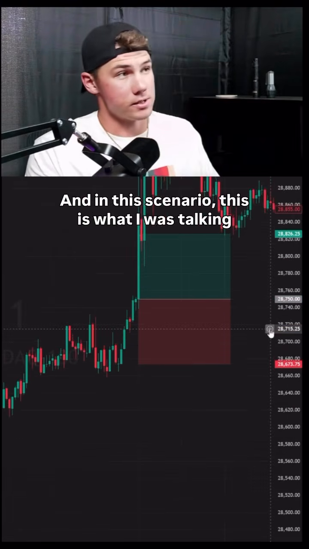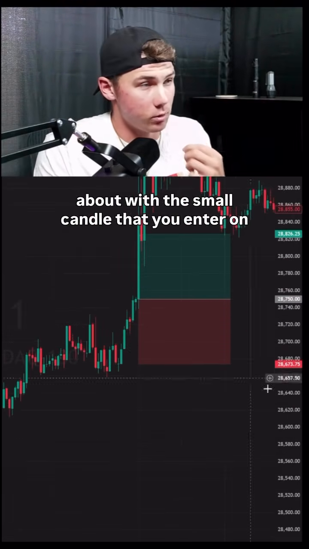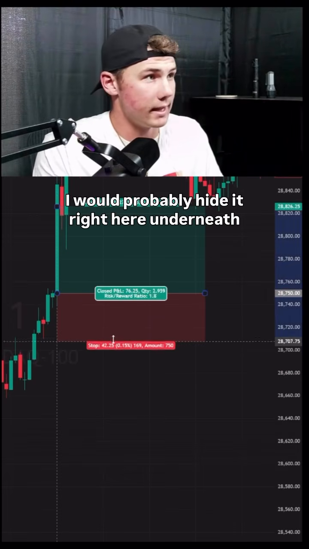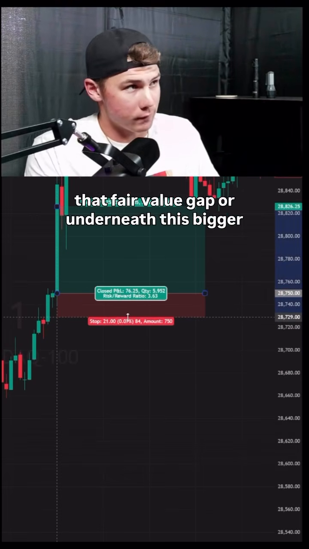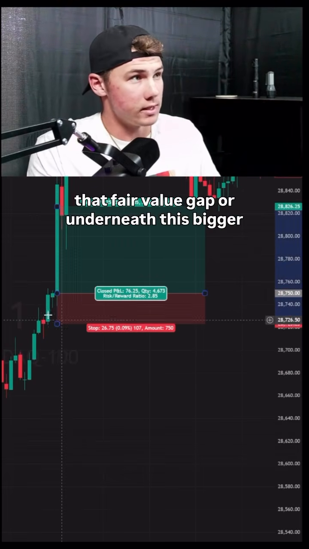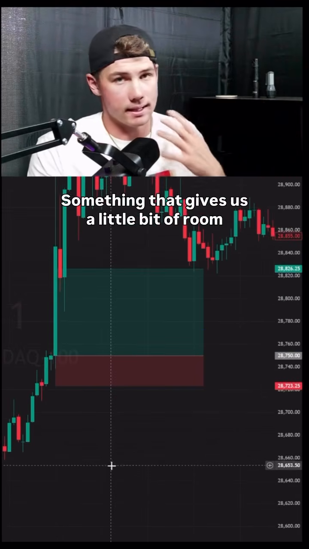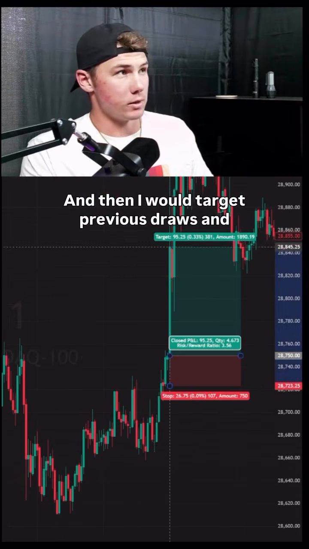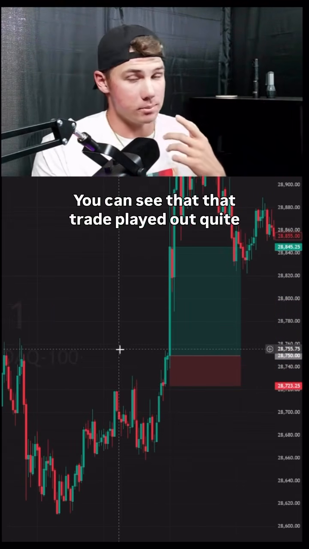And in this scenario, this is what I was talking about with the small candle that you enter on. I would probably hide it right here underneath that fair value gap, or underneath this bigger candle right here. Something that gives us a little bit of room. And then I would target previous draws on liquidity. You can see that that trade played out quite nicely.